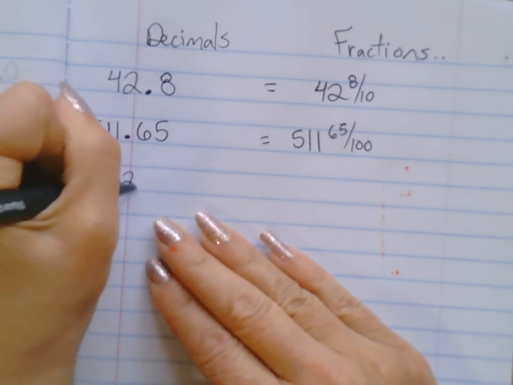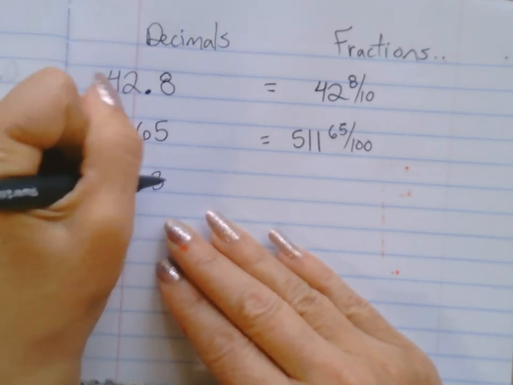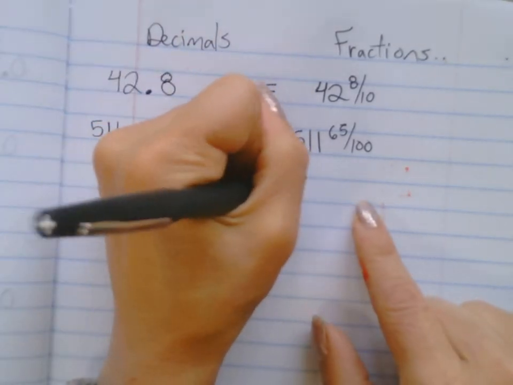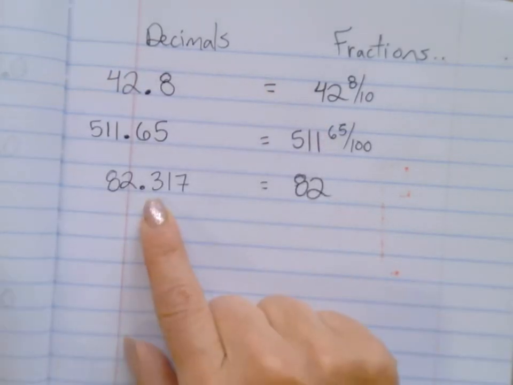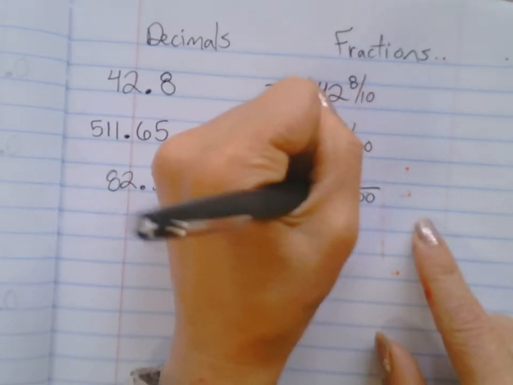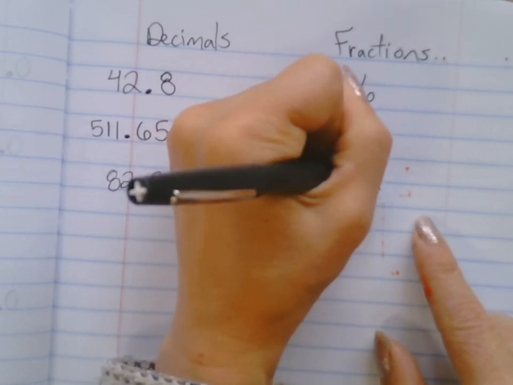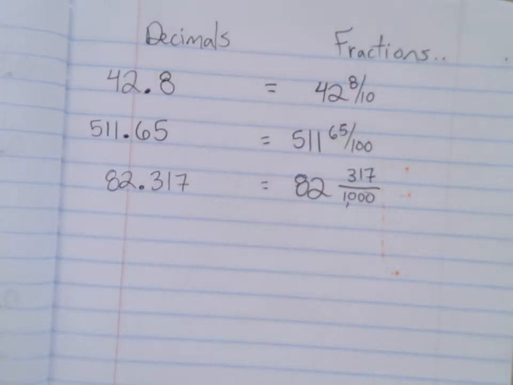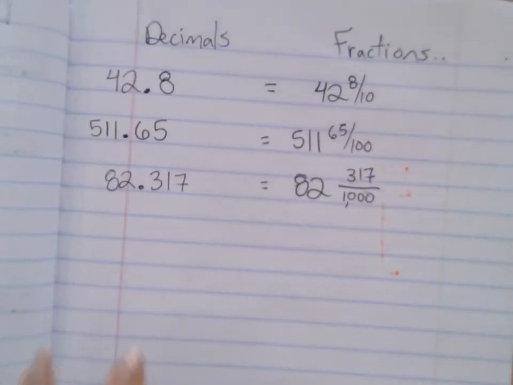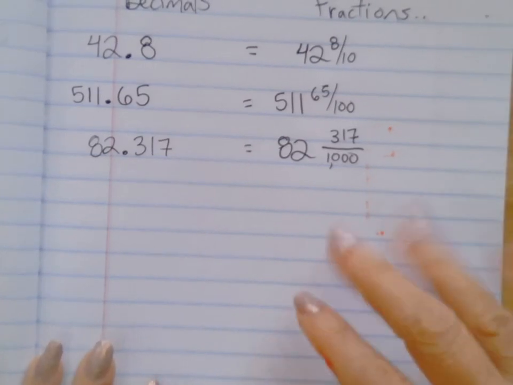Let's go 82 and 317 thousandths. So 82 is my whole number. And now I need to put 317 thousandths into fraction form. 7 ends in the thousandths place. So that is my denominator. And the more we practice it, the friendlier it will become. This may seem friendly to some of you, and that's great because it's going to get trickier as we get into 5th grade, fractions and all that good stuff.